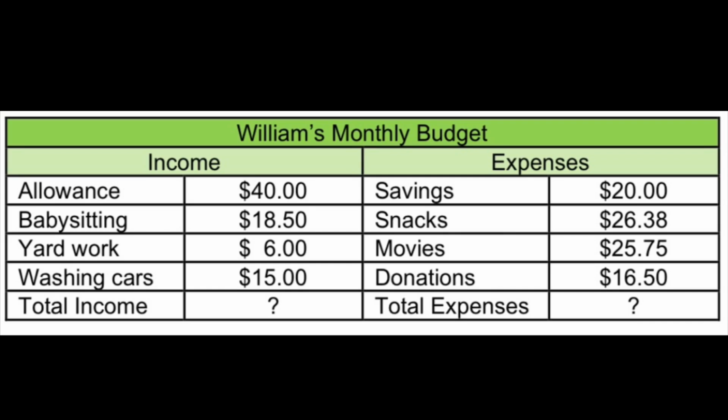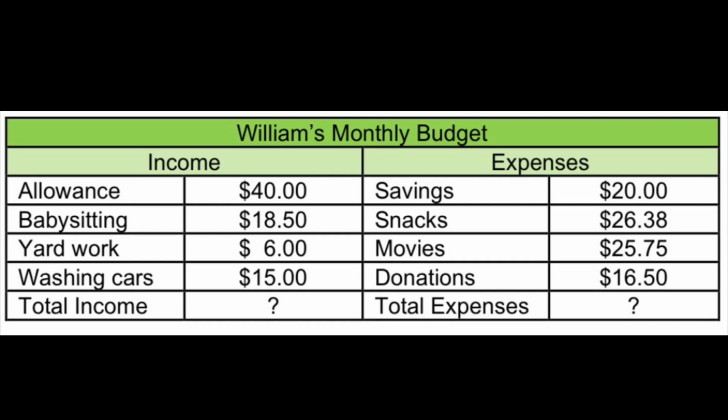Let's look at his income. Allowance is $40. Babysitting is $18.50. Yard work is $6. Washing cars is $15. Now, let's look at his expenses on the right. He has an expense for savings. Why is savings an expense? Think about that. He has $20 for that.